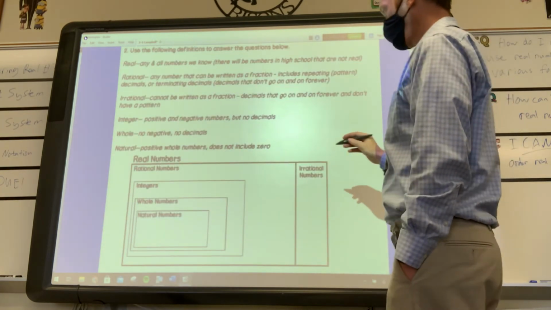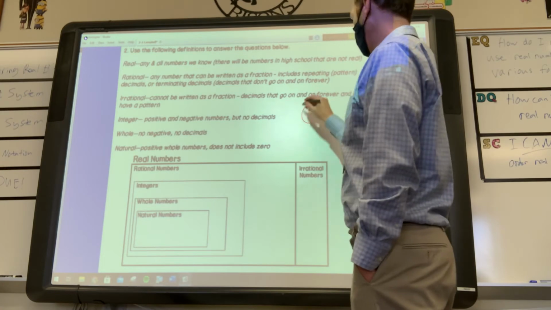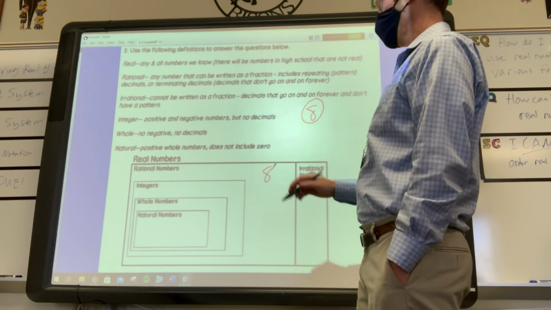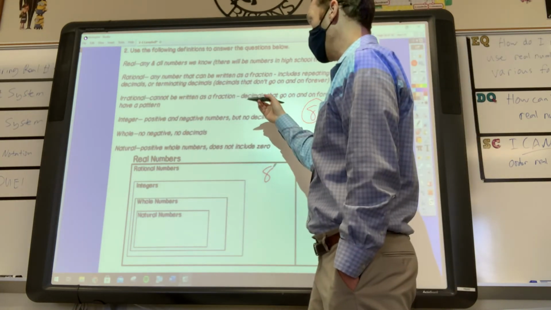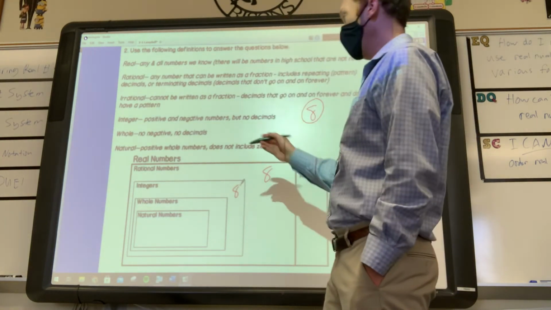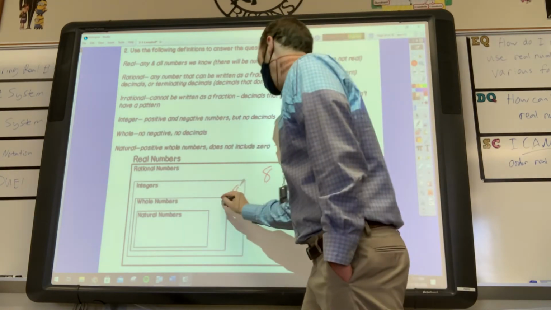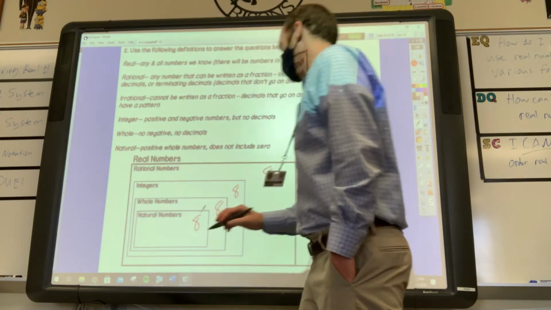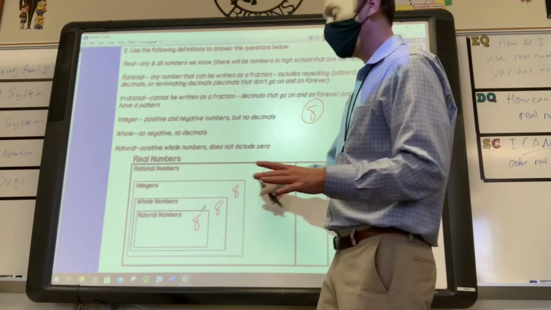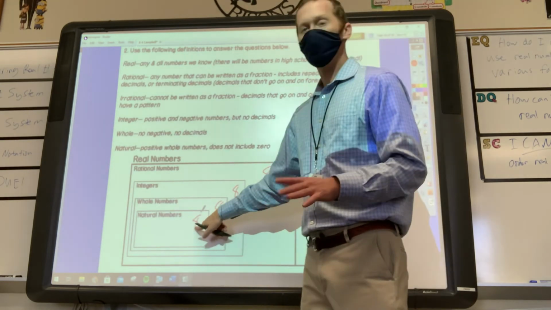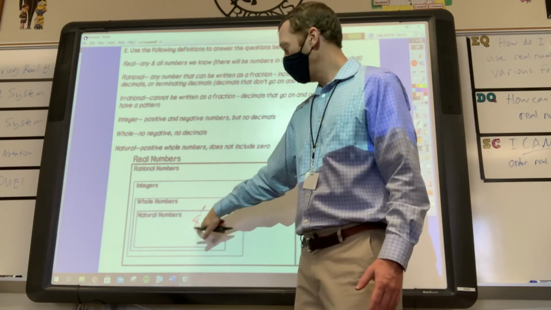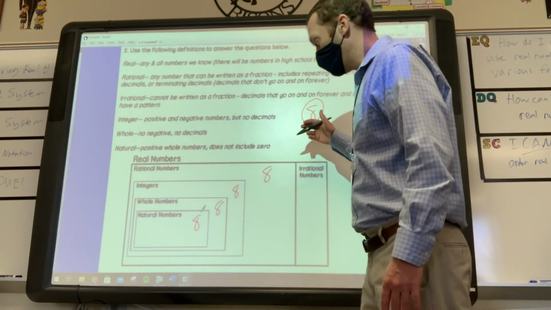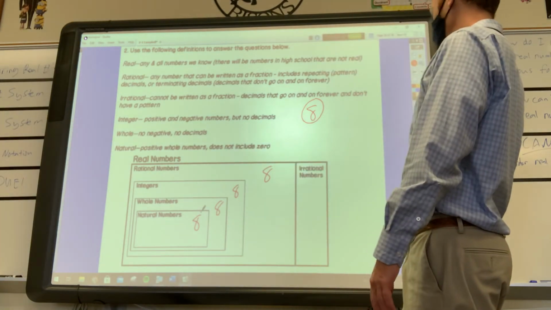If I use the number 8, well, 8 is a real number, so I could put it up here in rational numbers. But it's also an integer because it's a positive or negative number, so it could be right here. And it's also a whole number because it's not negative, it doesn't have any decimals. And it's also a natural number because it's a positive whole number. Now, instead of writing 8 4 times down the line, just put it in the most specific category you can get it to, which is the natural numbers category in there, right? And you just, for each number you choose, put it as far into the system as you can.